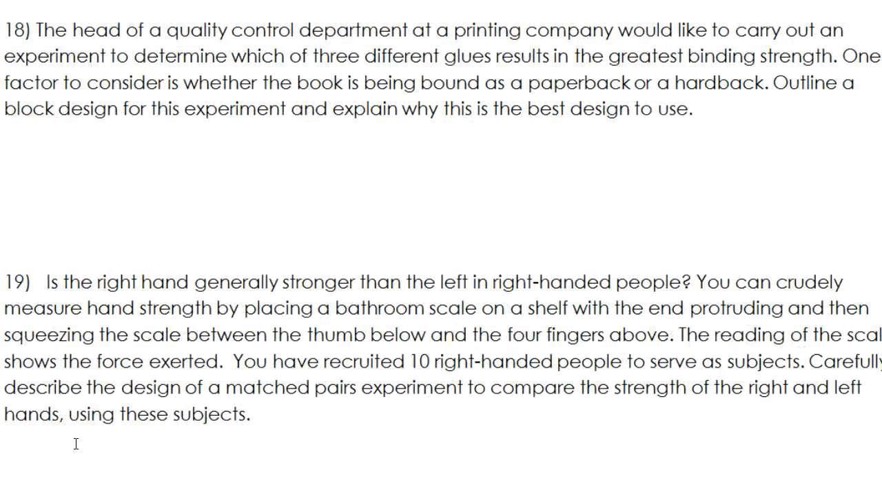The head of a quality control department at a printing company would like to carry out an experiment to determine which of three different glues results in the greatest binding strength. One factor to consider is whether the book is being bound as a paperback or a hardback. Outline a block design for this experiment and explain why this is the best design to use.